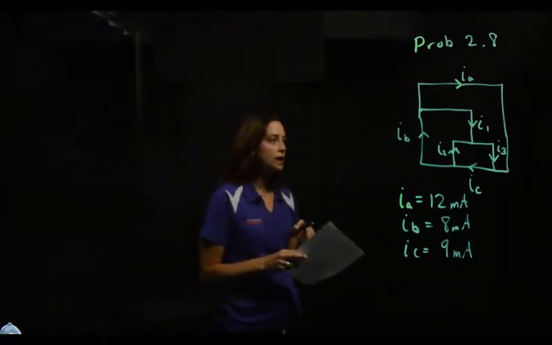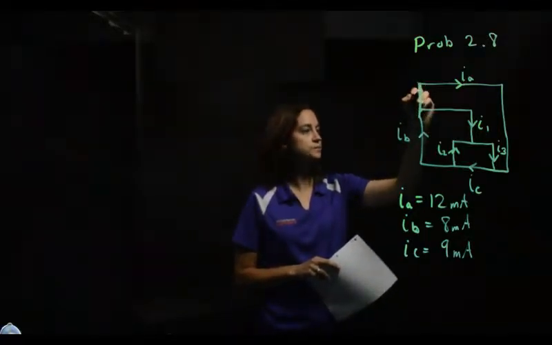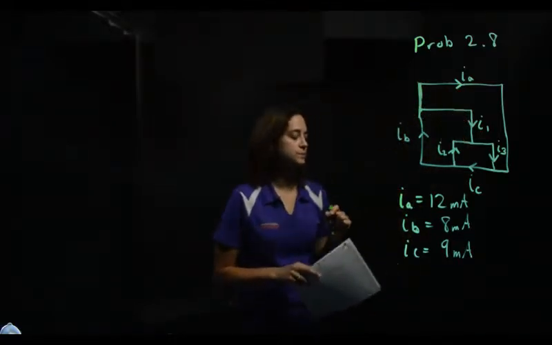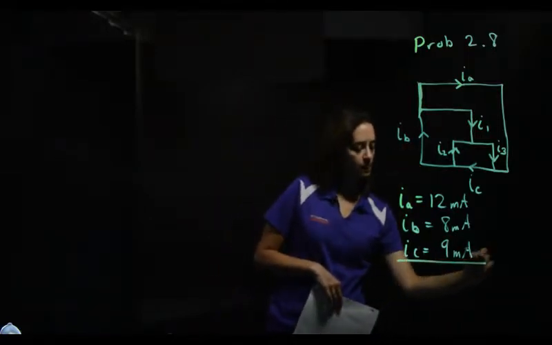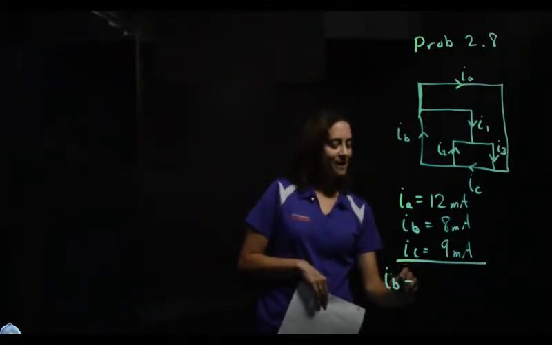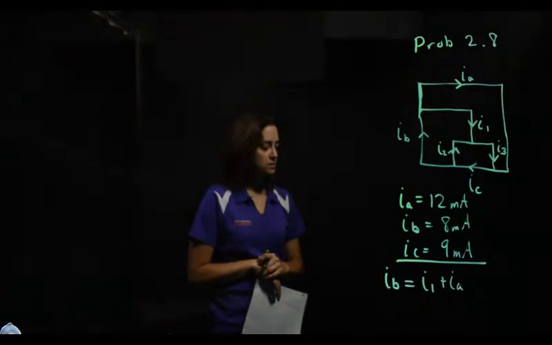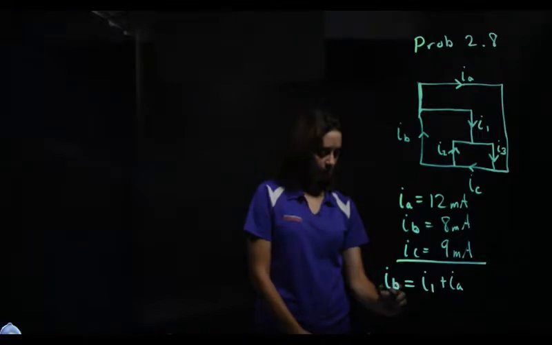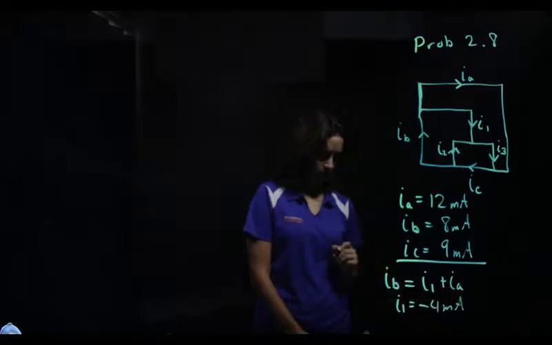So let's start by identifying some nodes. I have a node right here. Okay, this is all one node. I have IB entering, IA leaving, and I1 leaving. Let's write an equation for that. So I have IB entering, and I1 and IA leaving. I know the sum of the entering equals the sum of the leaving, and I have this equation. IB and IA are known, so I can solve for I1, and I get minus 4 milliamps.